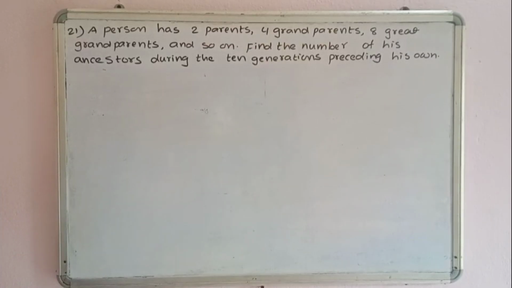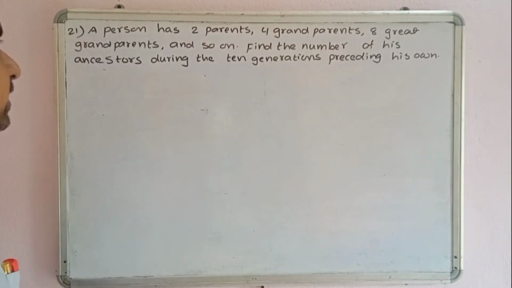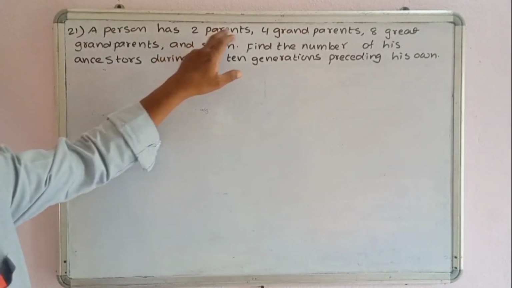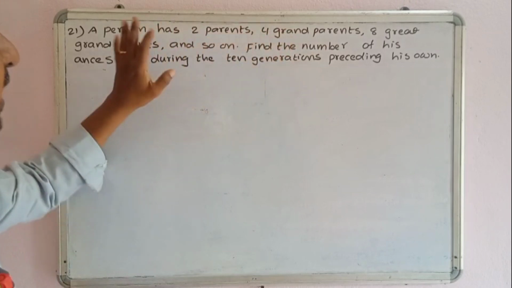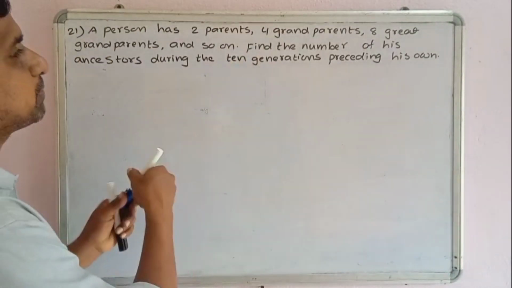Problem 21. A person has 2 parents, 4 grandparents, 8 great grandparents, and so on. Find the number of his ancestors during the 10 generations preceding his own. Okay. A person has 2 parents, 4 grandparents, 8 great grandparents. If we go on like this, how many people will there be by 10 generations?